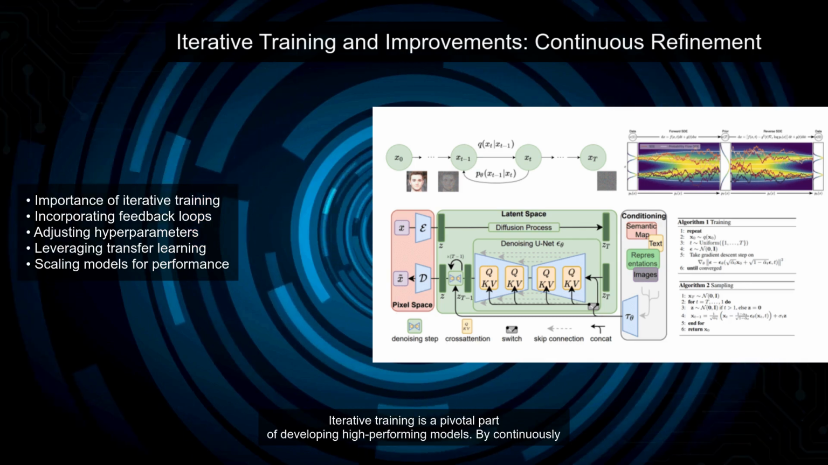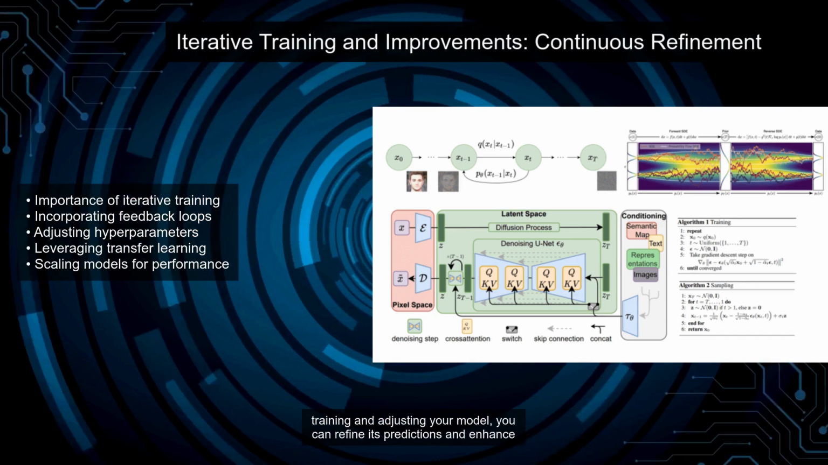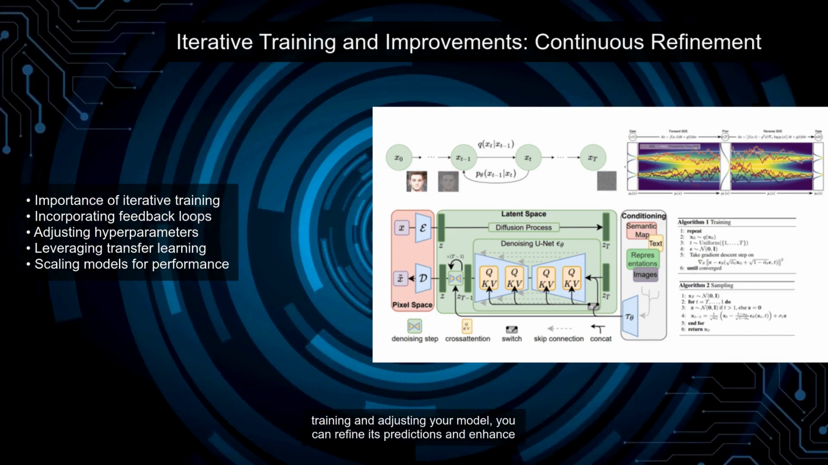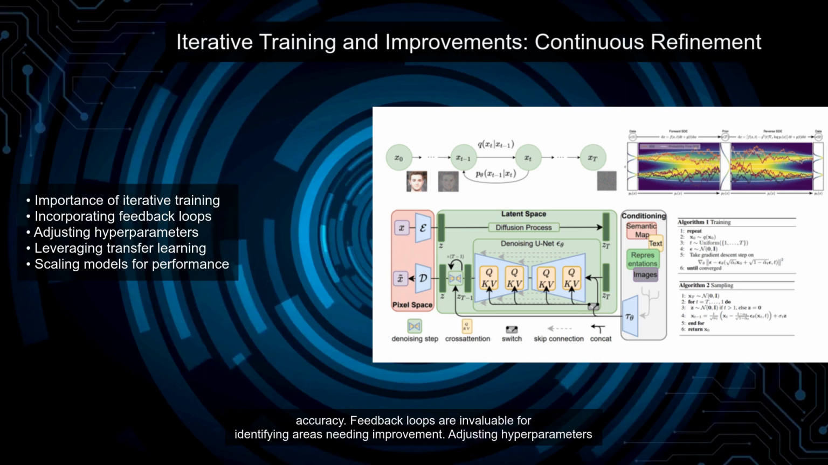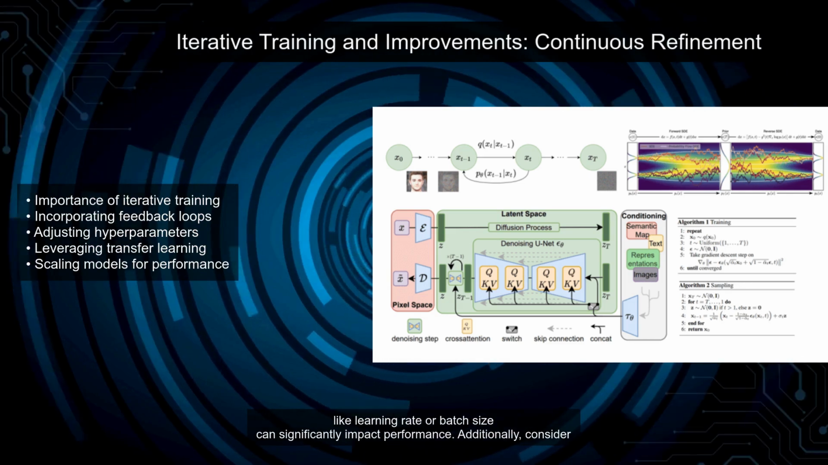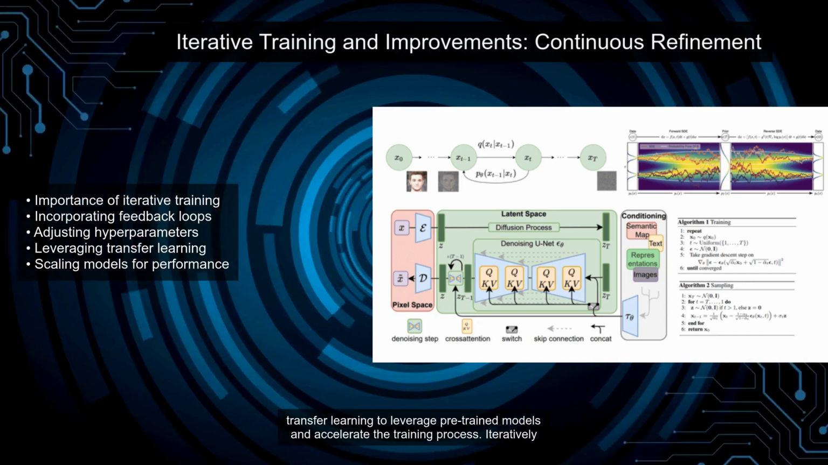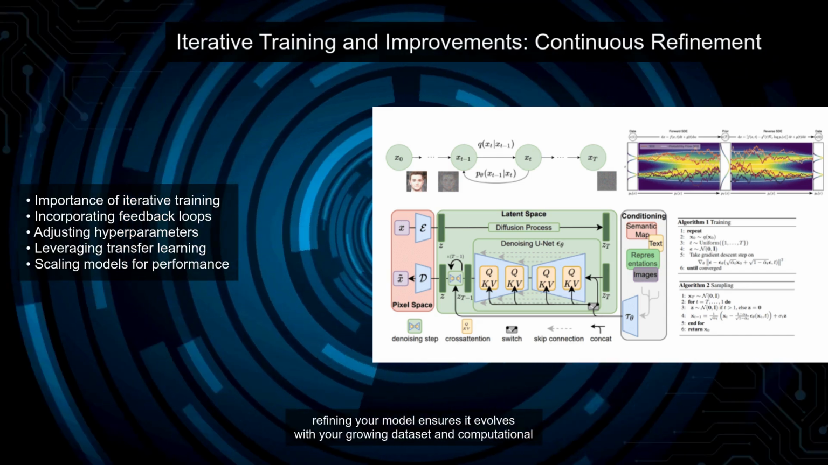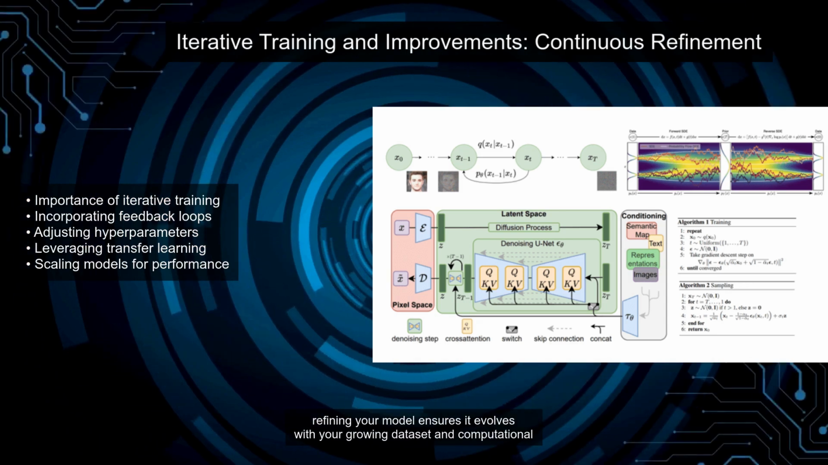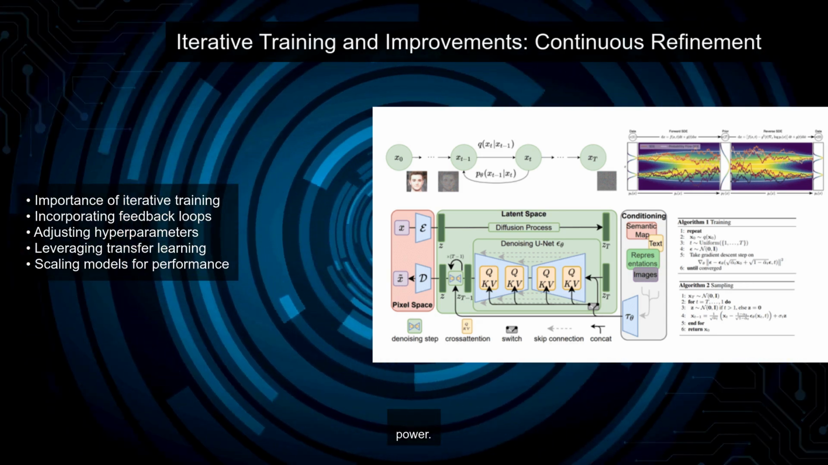Iterative training is a pivotal part of developing high-performing models. By continuously training and adjusting your model, you can refine its predictions and enhance accuracy. Feedback loops are invaluable for identifying areas needing improvement. Adjusting hyperparameters like learning rate or batch size can significantly impact performance. Additionally, consider transfer learning to leverage pre-trained models and accelerate the training process. Iteratively refining your model ensures it evolves with your growing dataset and computational power.